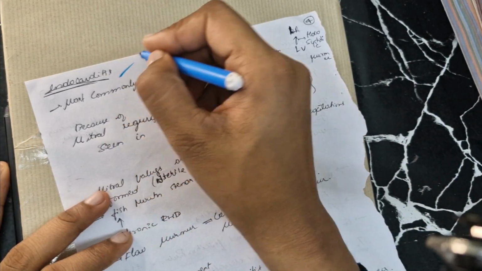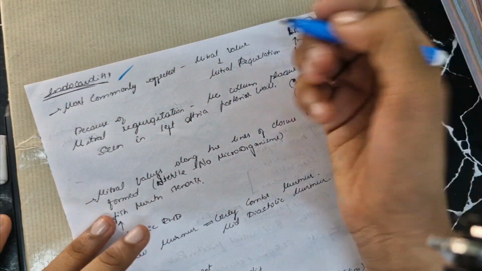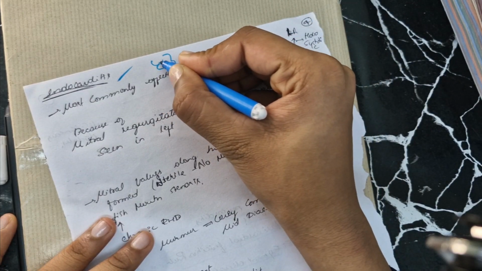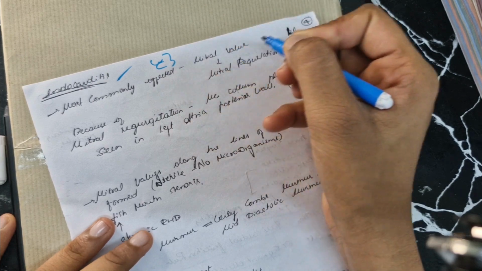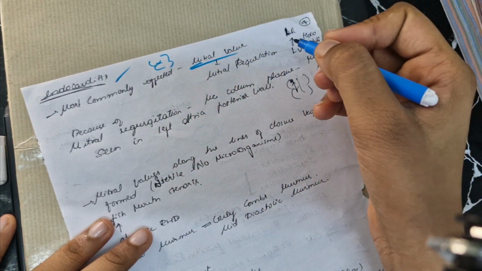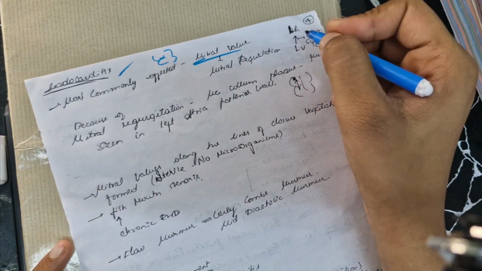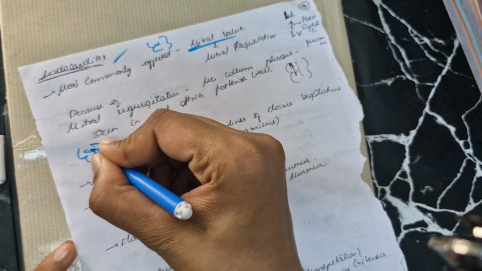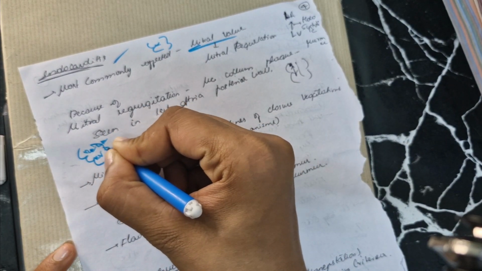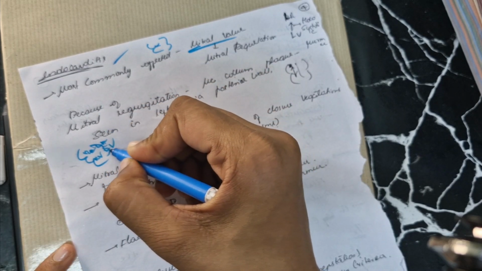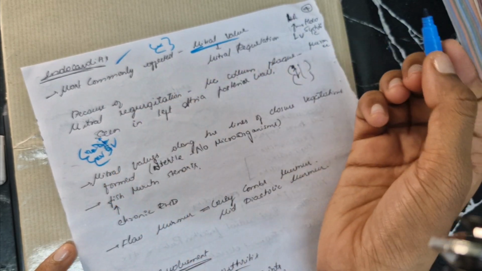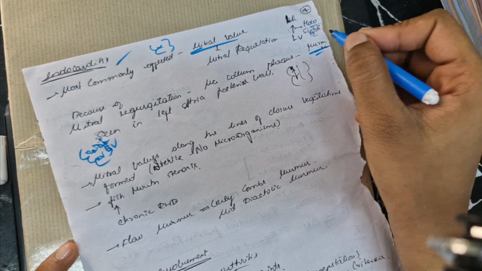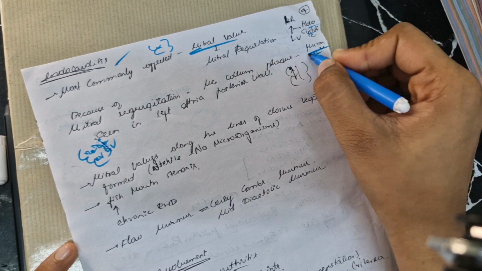And then endocarditis. Endocarditis means it involves the valves only. The most commonly affected valve is the mitral valve, so there will be mitral regurgitation. This is the heart: right atrium, left atrium, right ventricle, left ventricle. Because of mitral regurgitation, there will be backflow of blood into the left atrium, which causes a murmur. You can hear a holosystolic murmur.